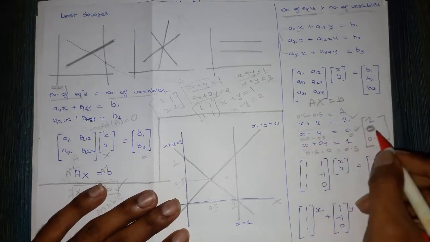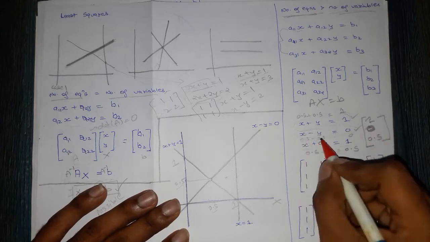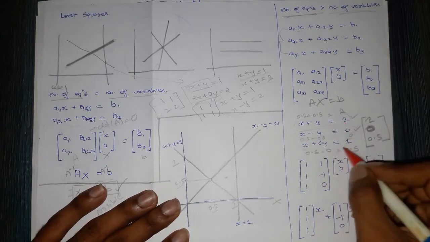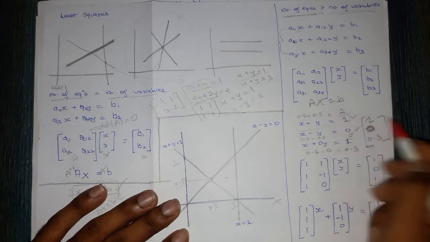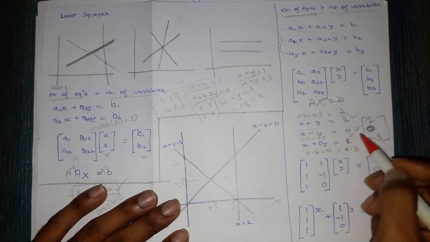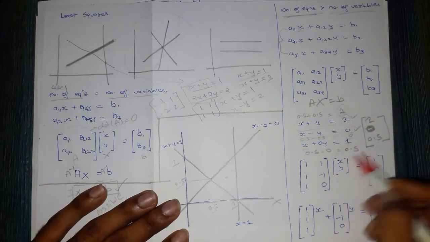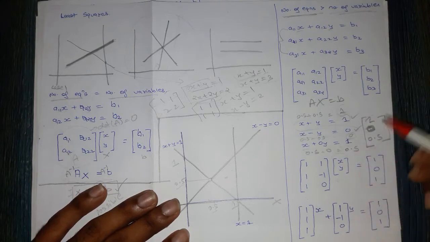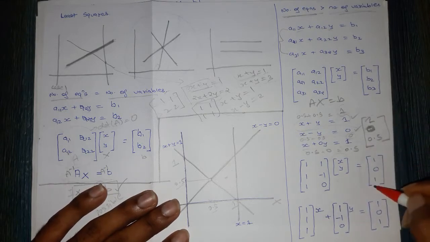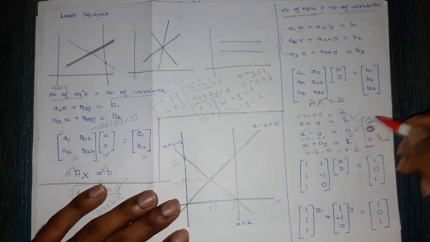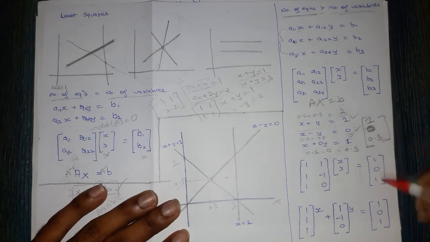Here x minus y is giving me 0. Please concentrate on these values. Over here I got 1, over here I got 0, and this is 0.5, so I'm getting 0.5. This was actually what I wanted: I wanted 1, 0, 1, but what I'm getting is 1, 0 and 0.5. So there is some error over here.